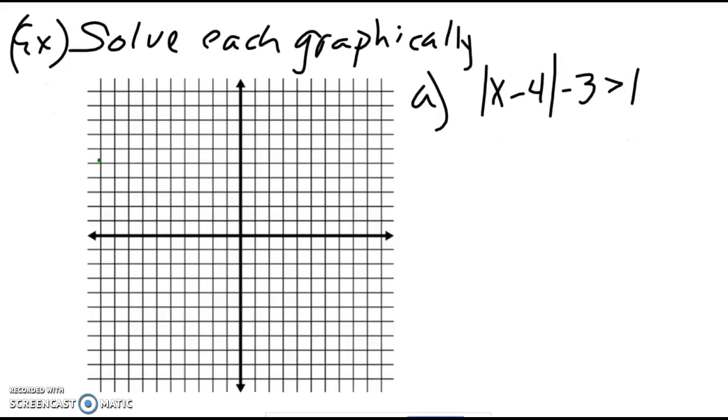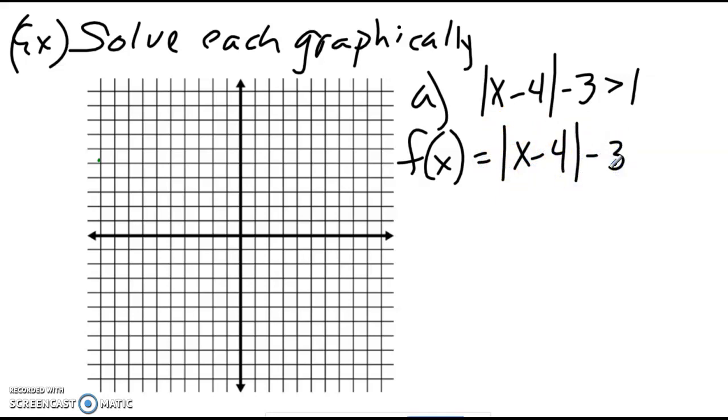First step in solving graphically is we're going to state each of these as a function. So I'm going to rewrite f of x equals the absolute value of x minus 4 minus 3, and then g of x is going to be 1. We'll figure that out when we do the graphing. We'll take that into consideration.